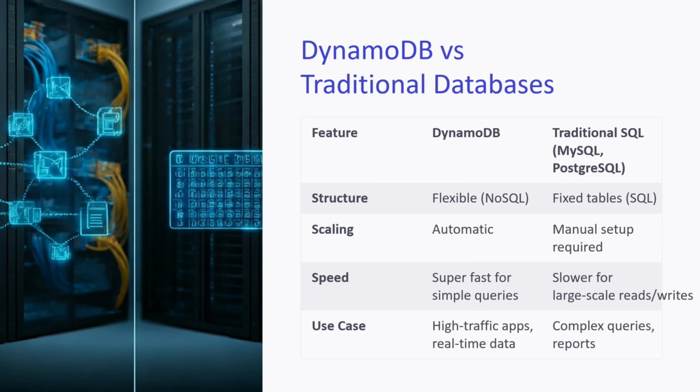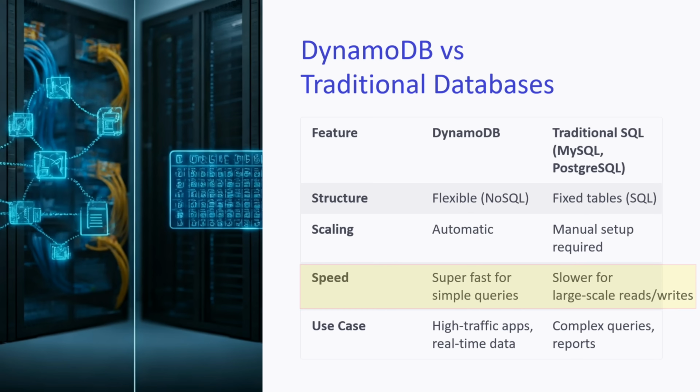What are the differences between DynamoDB and traditional databases? Structure of DynamoDB is flexible, which is NoSQL. Structure of traditional DB is fixed tables, which is SQL. Scaling of DynamoDB is automatic. Scaling of traditional DB is manual setup required.